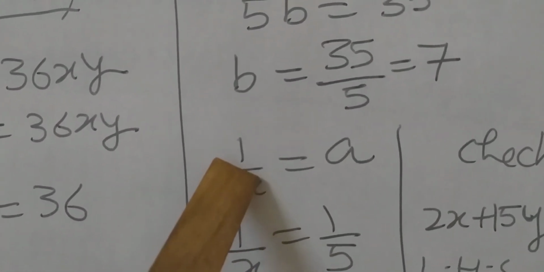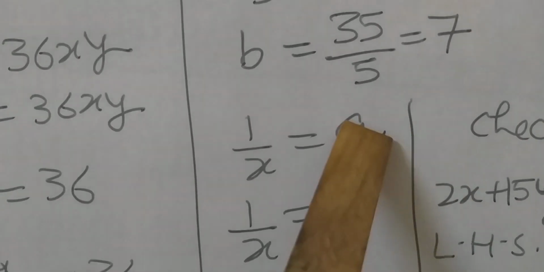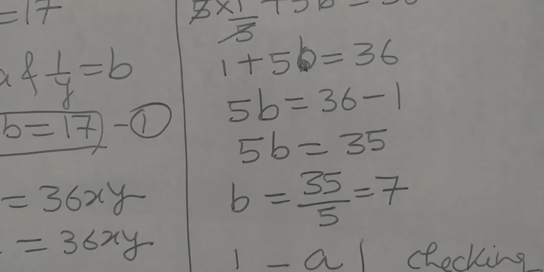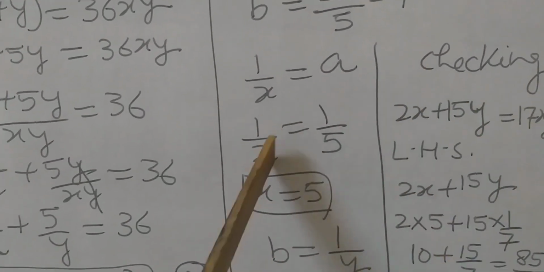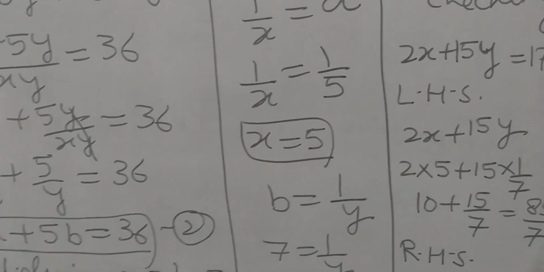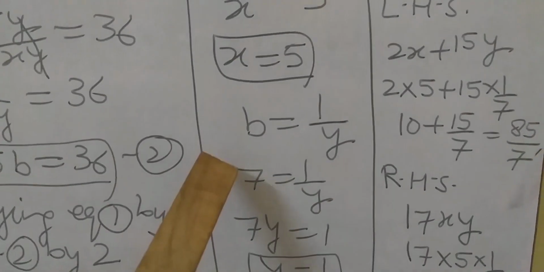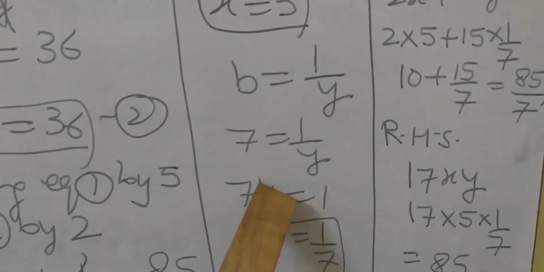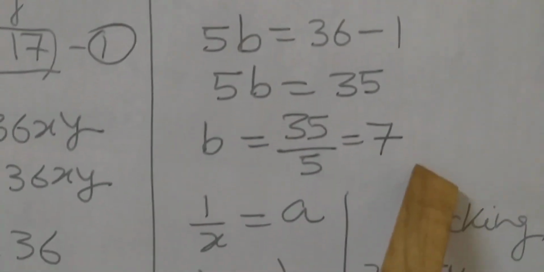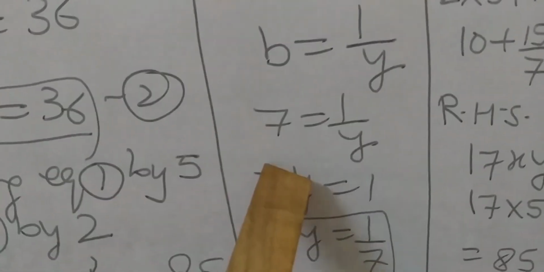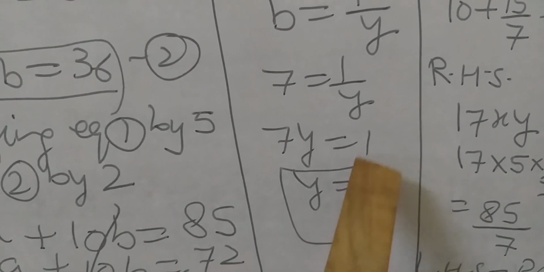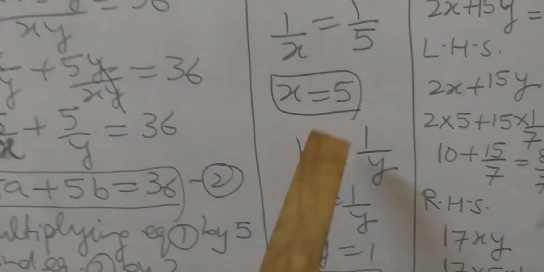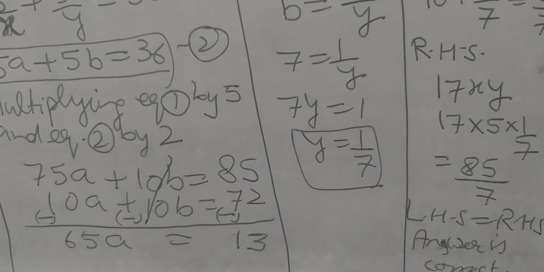So again we have to write here 1 upon x equal to a. Put the value of a, students. a value is 1 upon 5. So at the place of a, we have to put here 1 upon 5. By cross multiplication we get x equals to 5. Now students, b equals to 1 upon y. Put the value of b here, 7, because b value is 7. 7 equals to 1 upon y. Cross multiply. 7y equal to 1. Then y equal to 1 upon 7. So students, this is our answer. x equal to 5 and y equals to 1 upon 7.